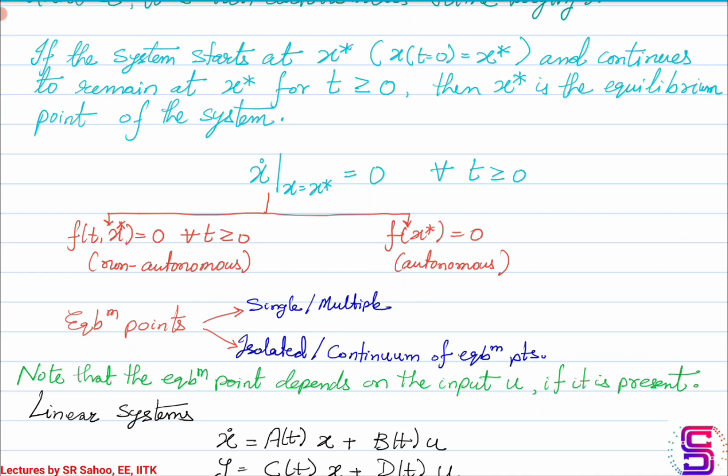In some cases, we would like to know where the equilibrium points of the system would be in the absence of input altogether. So in such cases, what you do is you just set u equal to 0, and then you have a system where there is no input, and you can compute the equilibrium point by equating x dot to be equal to 0.